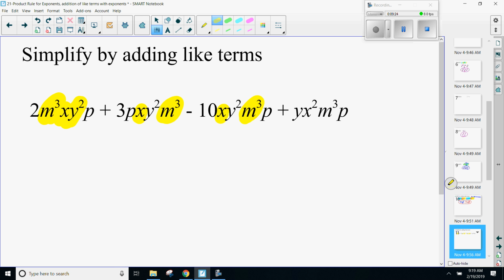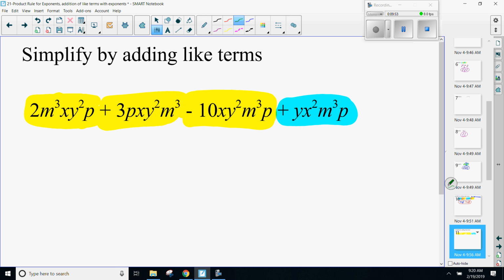Then you have y squared, y squared, y squared, p to the 1st, p to the 1st, p to the 1st. So all three of these are like terms. This one is different. That one is different because it's y to the 1st instead of y squared. That's the only reason that that one is different.